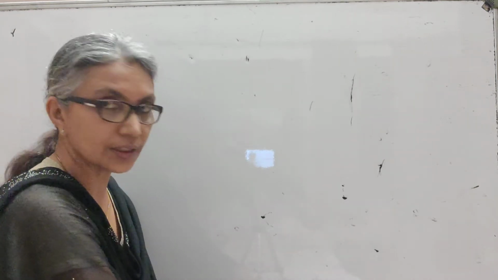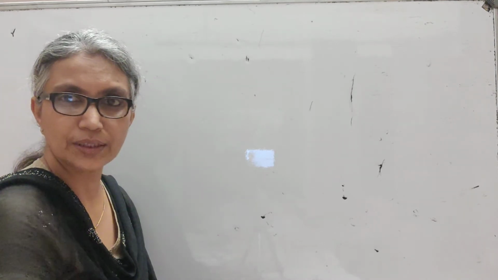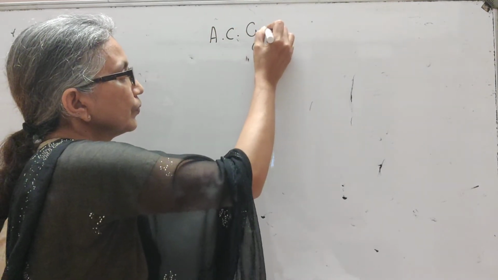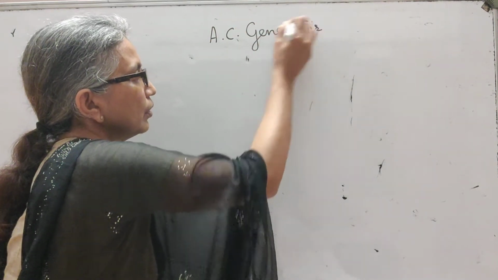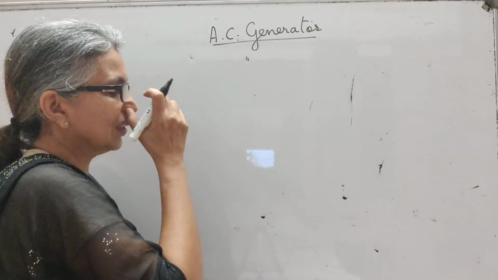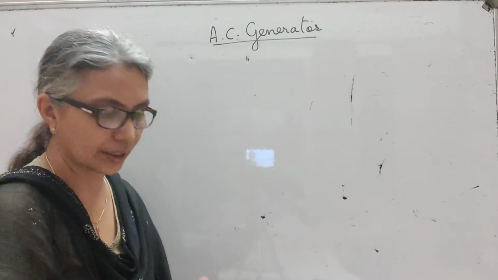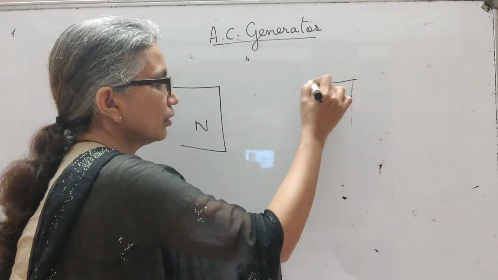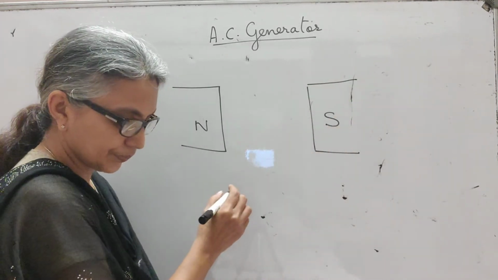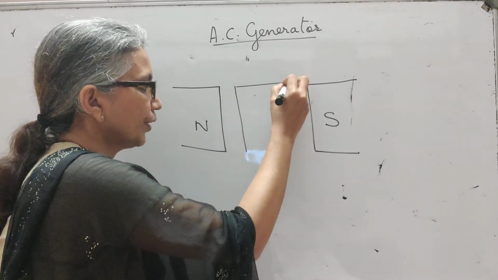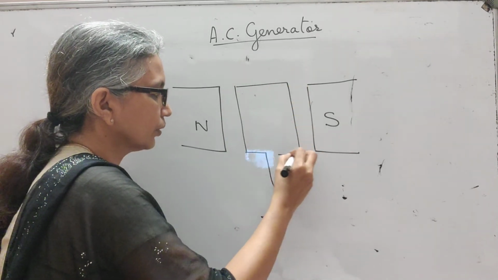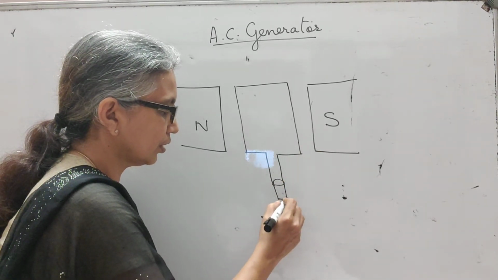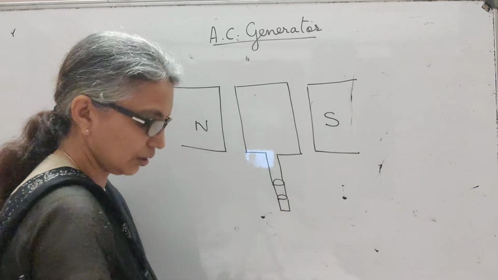Our last topic in that chapter is the AC generator, basics of which you must have done in 10th standard. Anyway, AC generator, it's a very easy topic. The diagram given in your textbook is a very simple diagram. We have a north pole and a south pole. There's a magnetic field, and in between that we have a coil connected to two slip rings, which I think you have learned in 10th standard.